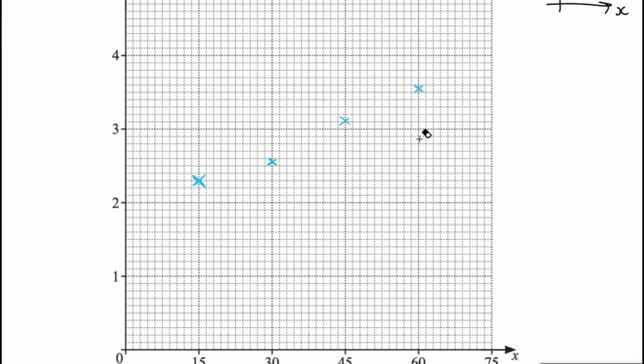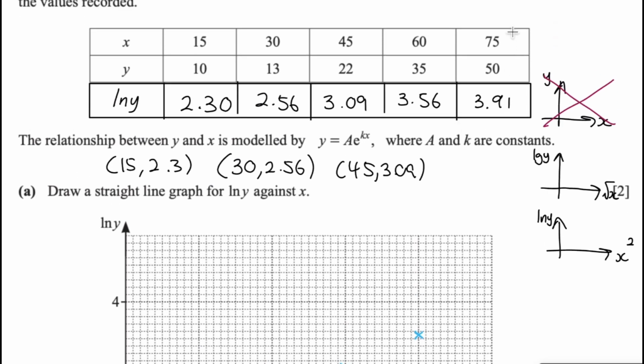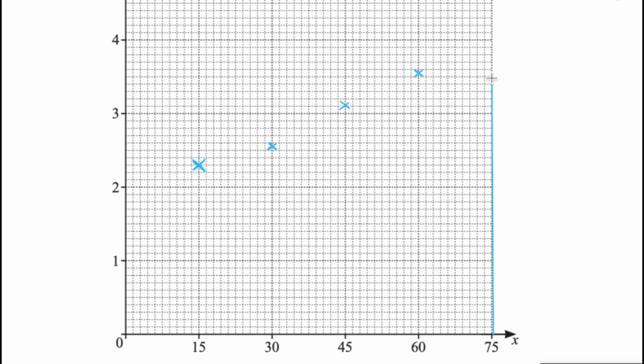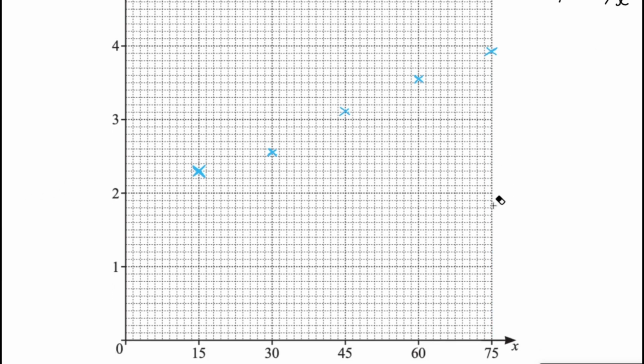I'm going to get rid of all the other annotations. And the last point is 75, 3.91. Okay, so 75 is down here. Just going to draw a line going all the way up to 3.91. So that's right below this 4 here. Here's 4.0, here's 3.9. 3.91 should roughly be around there anyways. So we're just going to plot that.